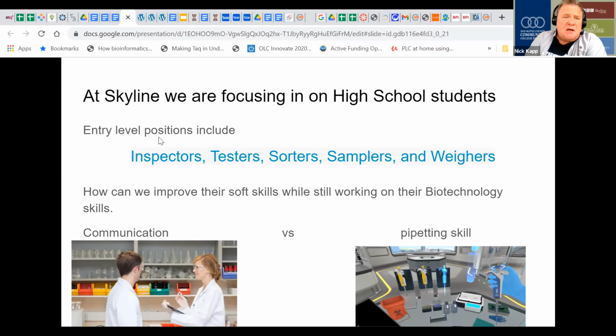And then what we're seeing here is our entry-level positions. Jim actually did a market analysis for his Nimble grant. One of the things they pull out, and you always see that there's a big demand for, are inspectors, testers, sorters, samplers, and weighers. These positions need some training, but they don't necessarily need a lot of training. And our idea is that we would get in students who normally wouldn't think of themselves as college students, and definitely wouldn't think of themselves as doing something as difficult as biology, right?